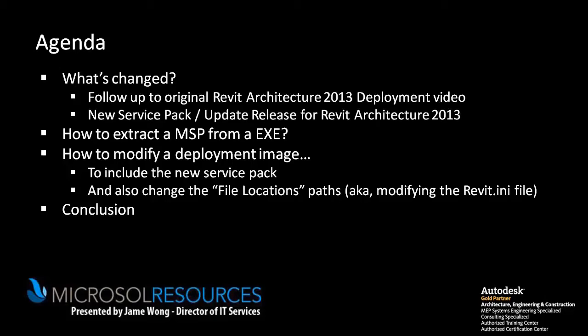I noticed some wiki pages and some questions on how to extract the MSP file from the exe, so I'm going to take a minute and show you how to do that. Lastly, we'll go over how to modify a deployment image. We don't need to create a new deployment image. Instead, we'll be modifying our original deployment to include the new service pack and also change one or two file locations, one or two file paths. These are the paths that are referred to in the Revit.ini file. We're going to centralize content, but also we want to change one or two locations.